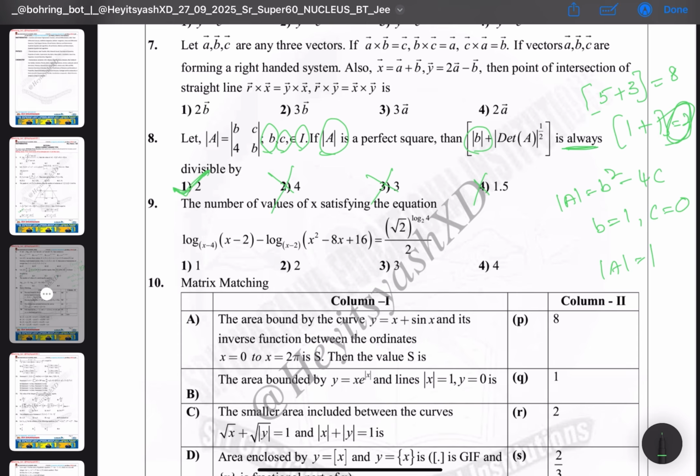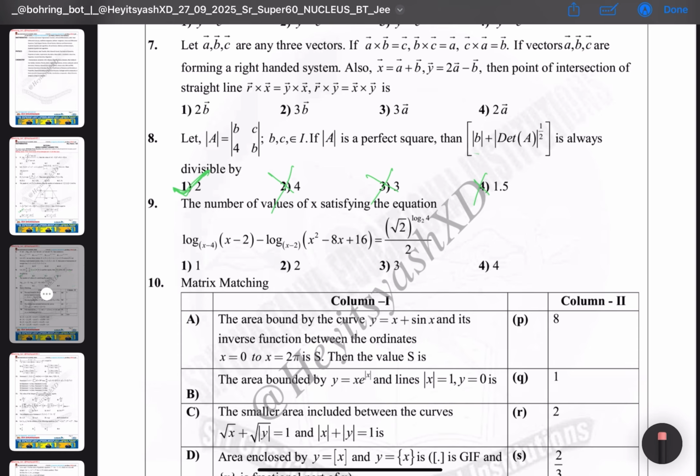So they asked always divisible by which number. So this is the correct option. Whenever you see questions with parameters, try to put some values for those parameters, and then figure out the answer for your question.